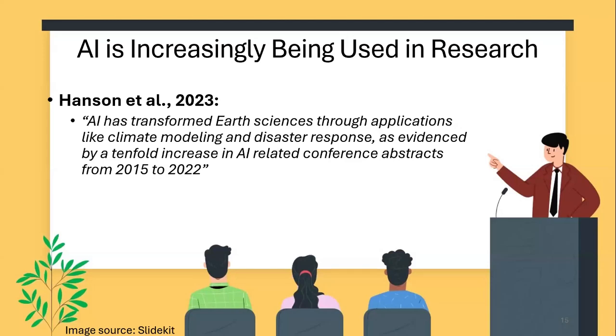As Hansen has identified, he did a study on research in earth sciences. He has seen an increase in AI related research. That means in his own domain, they have used AI. Most of the researchers are now using AI in their research. So that is an observation.